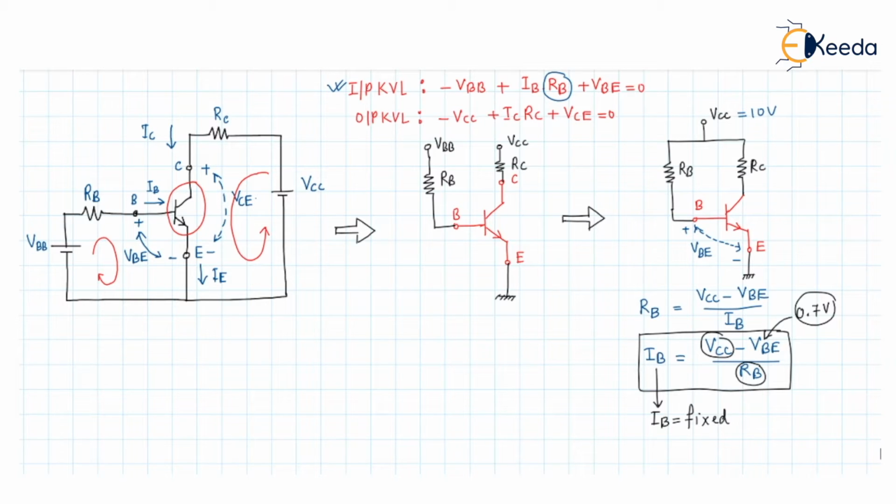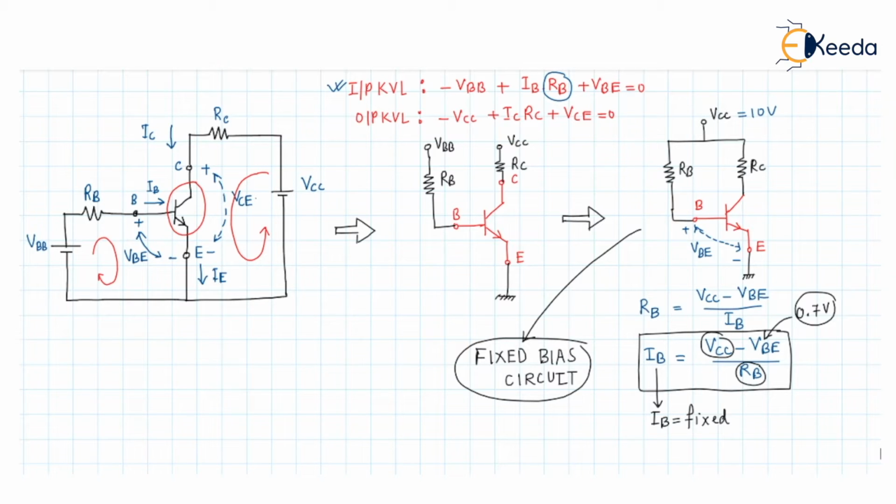That's why this circuit arrangement is called the fixed bias circuit. This circuit is called the fixed bias circuit because the IB current is fixed in this equation in this circuit.